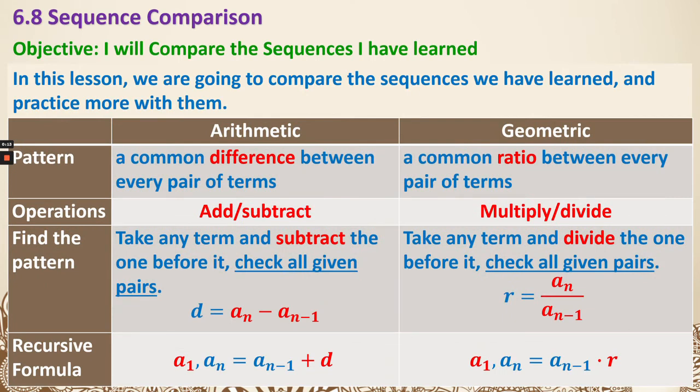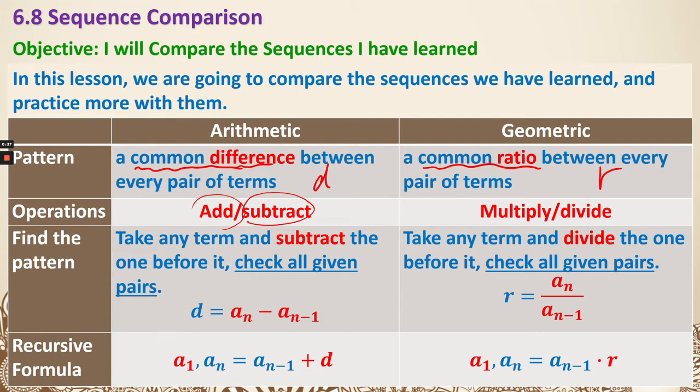Here are all the sequences we have learned, arithmetic and geometric. First, our patterns. We have been talking about common difference and common ratio. That's also why we're using letter D and letter R. And because we're doing common difference for arithmetic, of course, we can get those from adding or subtracting the same number. And since the common ratio for geometric, we are multiplying or dividing.